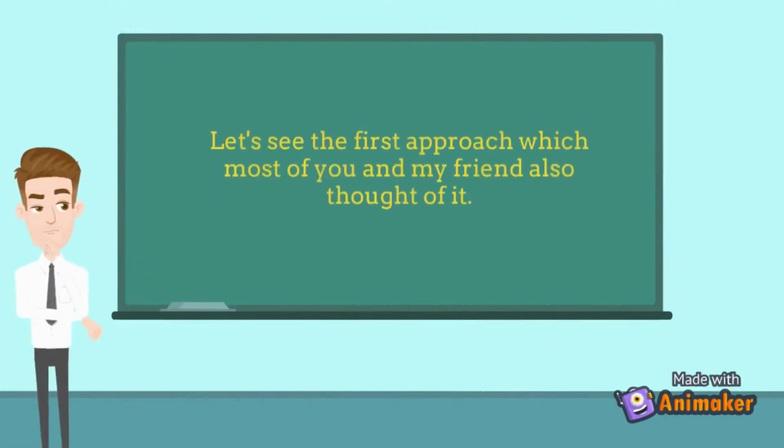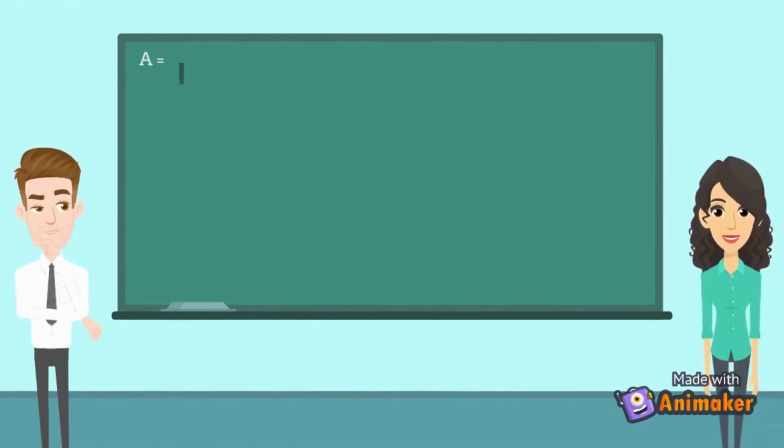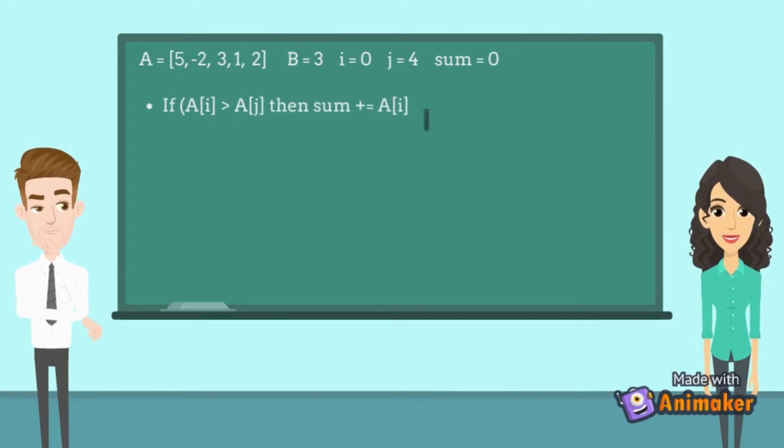Let's see the first approach, which most of you and my friend also thought of. My friend said that she will take two pointers i and j and a sum variable equal to 0. i will point to the first index 0 and j will point to the last index n minus 1. Then she will run a for loop till b and check if A of i is greater than A of j. Then she will add A of i to sum and increase i by 1. Else if A of j is greater, then she will add A of j and decrement j by 1.